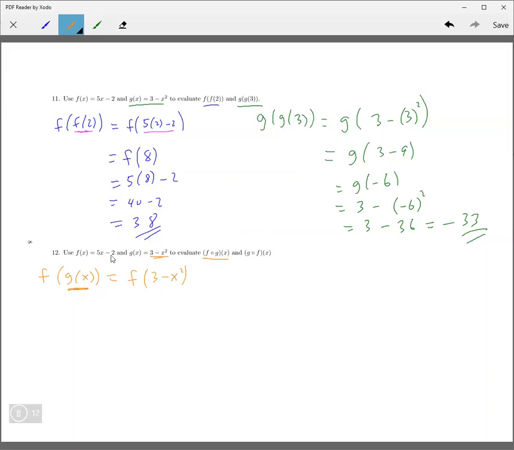F of x is 5x minus 2. So this x got replaced with this. So I have to replace this x with that also, in parentheses, like that. So this is what we have. And if you simplify that, let's see, distribute the 5. That's 15 minus 5x squared minus 2. So that's 13 minus 5x squared.